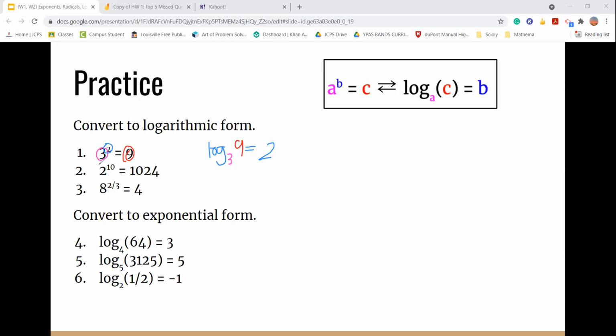So for the second question, it's 2 to the 10th equals 1024. The base would be the number that's being raised to a power, so this one would be 2. And the number that it equals is going to be the red number, so 1024. So we would write it as log base 2 of 1024 equals 10. And that's just asking 2 raised to the what power equals 1024.